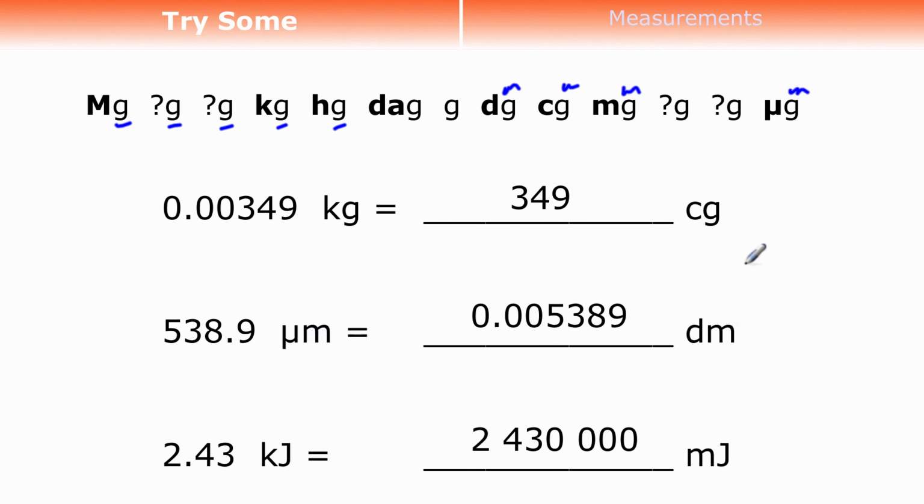Anyway, I was going to do this one. Micrometer to decimeter. So micro starting here, decimeter would be there. So I'm starting here, so it's 1, 2, 3, 4, 5 to the left. 1, 2, 3, 4, 5. I need 2 zeros. Yeah, I got that right. Okay, hopefully you got those right.